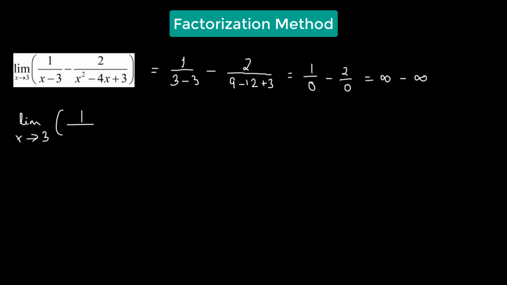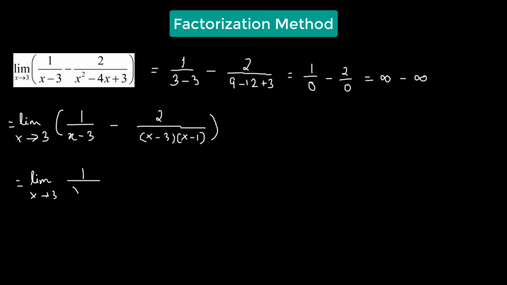So we have 1 over x minus 3 minus 2. Now what we do, we're going to split the middle term of the quadratic polynomial in the denominator of the second rational function, and that will give us x minus 3 times x minus 1. Now we combine this, so that will give us limit x going to 3. Now combining in this sense, I'm going to pull out 1 over x minus 3 as the common factor, so that leaves us with 1 minus 2 over x minus 1.